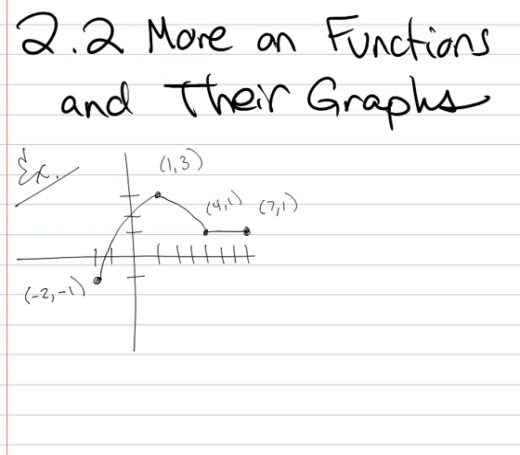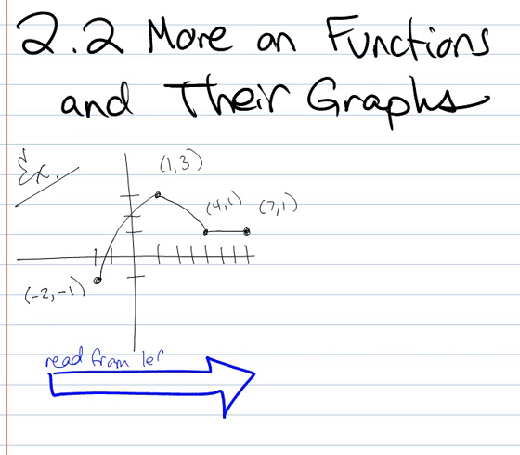So now here's the deal. Whenever you read a function, whenever you look at a graph, you always want to look at the graph going from left to right. So read from left to right. Now, I'm going to ask you 3 questions about this graph. Where is this graph increasing? Where is this graph decreasing? And where is this graph going to be constant?